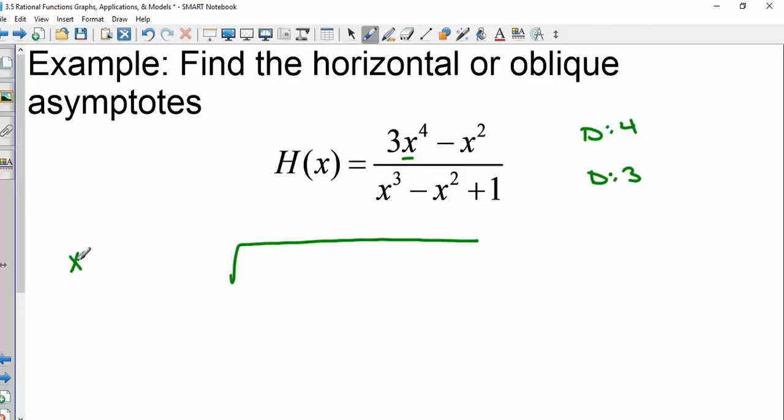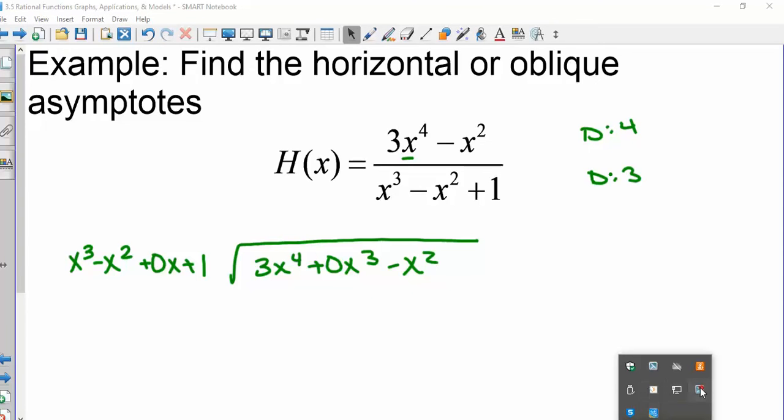So we're going to do long division. Out here, I put my x cubed minus x squared. If you want, you can put a 0x for a placeholder. Here we have a 3x to the 4th. You could put a 0x cubed minus x squared. Zeros are optional. It just kind of helps us organize what we're doing here.